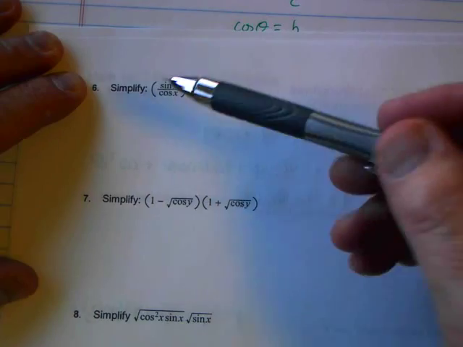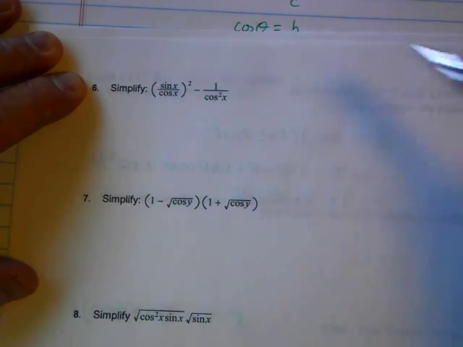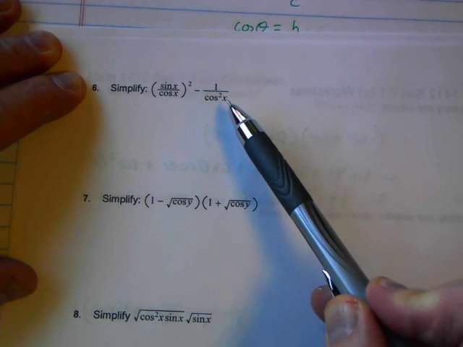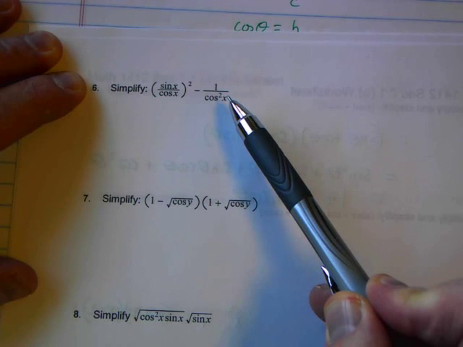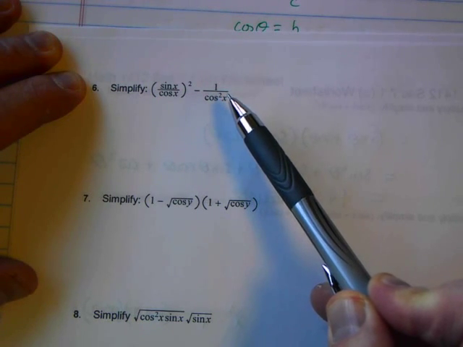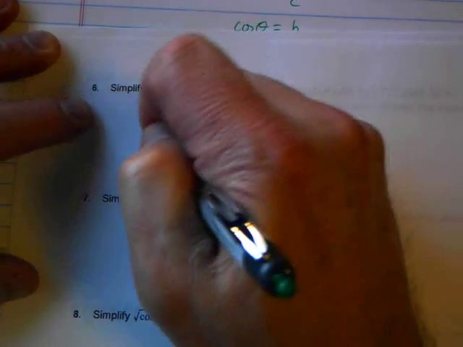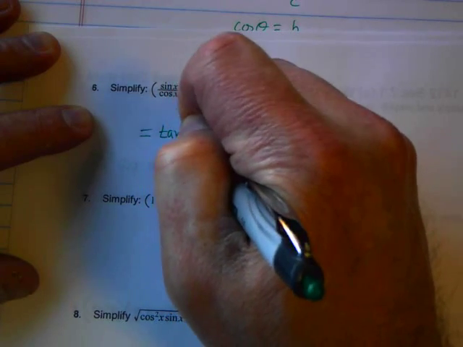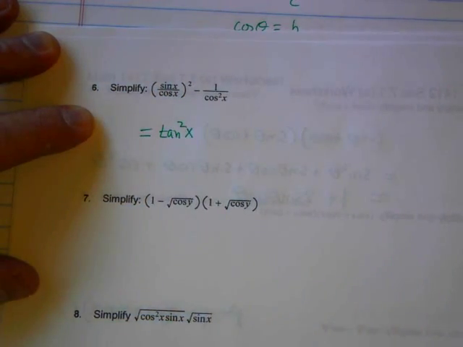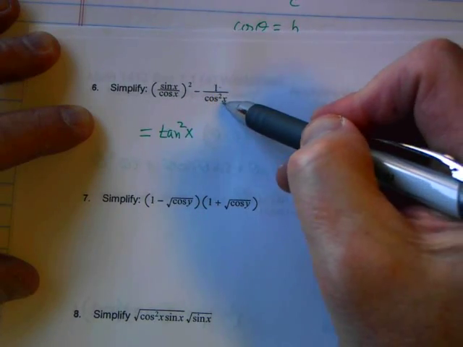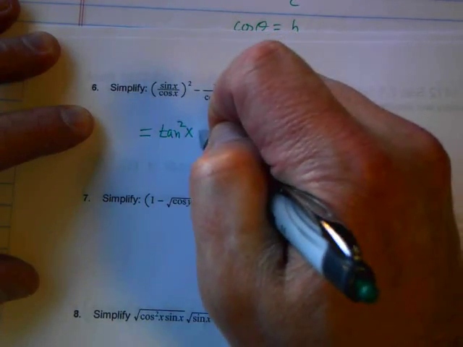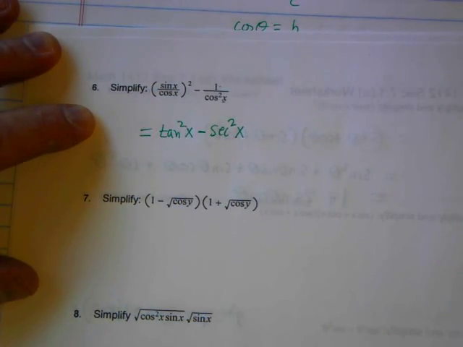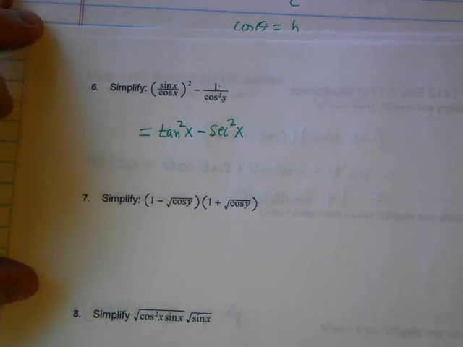That's true. Sine x over cosine x is the same as tangent, so then I would have tangent squared minus 1 over cosine squared. Oh, very good. So what she's saying is sine over cosine is tangent, so this becomes tangent squared x, and then 1 over cosine squared would be secant squared. So that's the same as tangent squared minus secant squared.